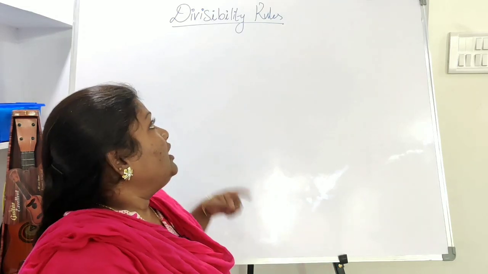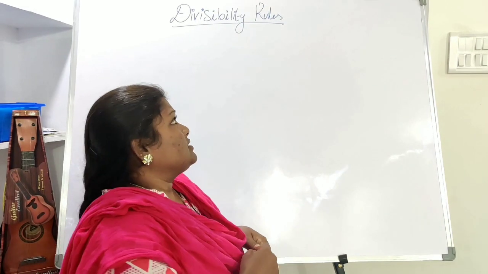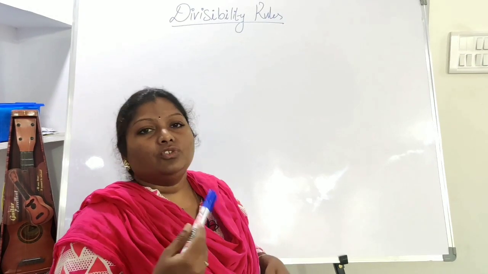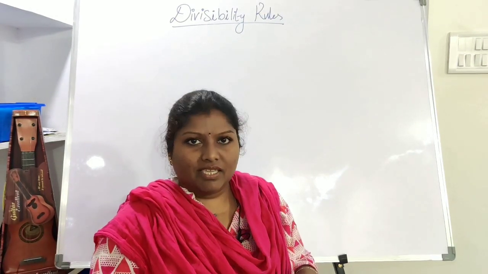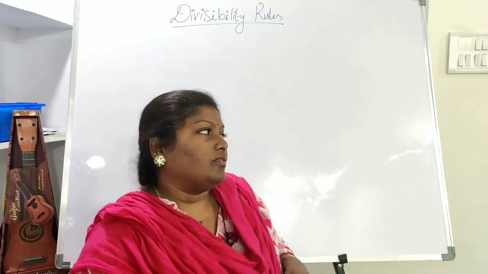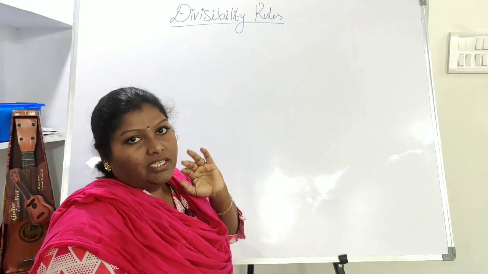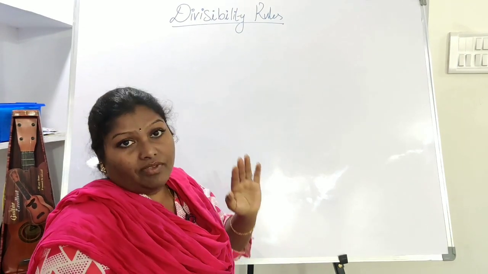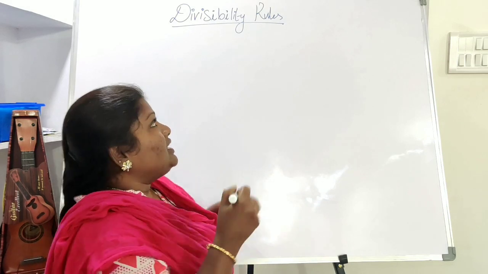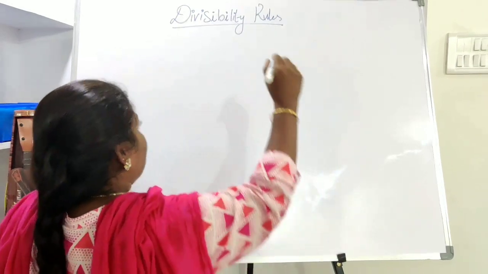So today we'll be learning about divisibility rules. What is this? Normally we got used to dividing a number and saying whether it is divisible or not. Instead of that, there is an easy way. By seeing a number you can find out whether the given number is divisible or not. So let's start the divisibility rules.